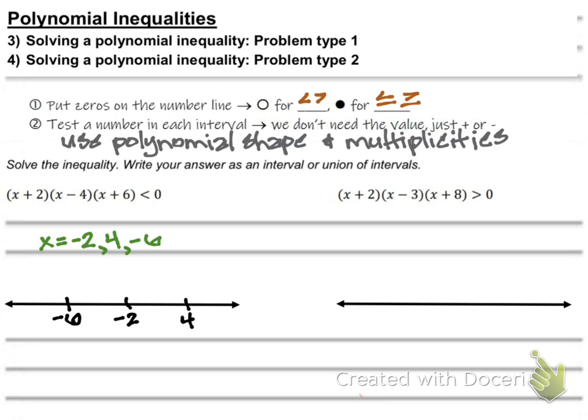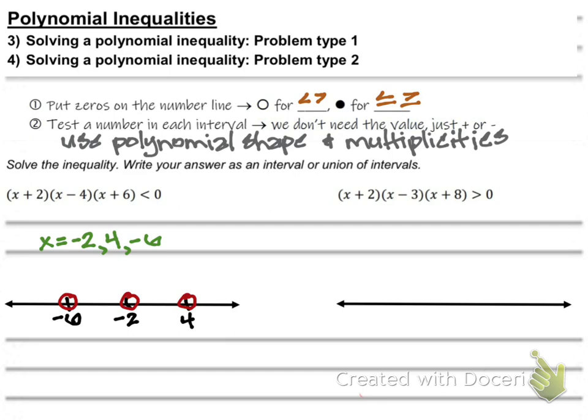Will my circles be open or closed? Open. So I'm open at all of these. So far, so good? Okay. So next, we need to know in each of those intervals, each place between our circles, is the graph above or below? Okay, so the first option, that test a number in each interval, let's do that.